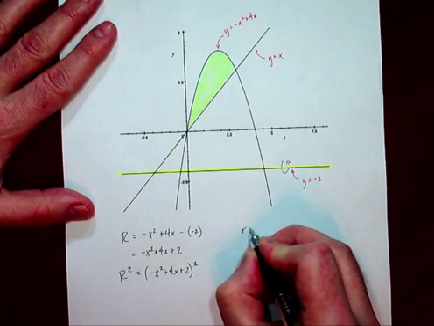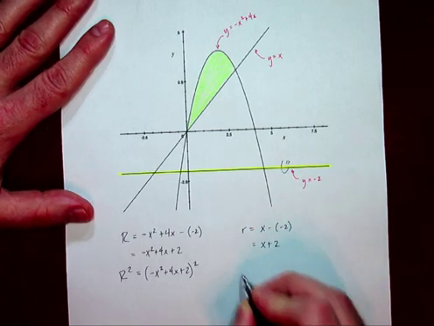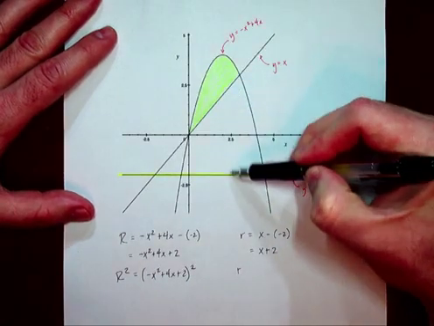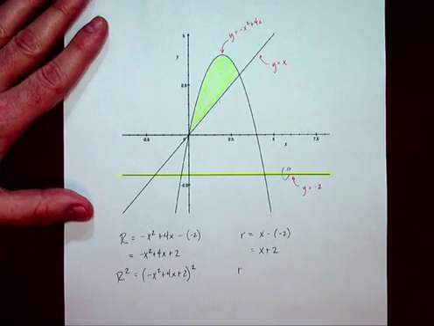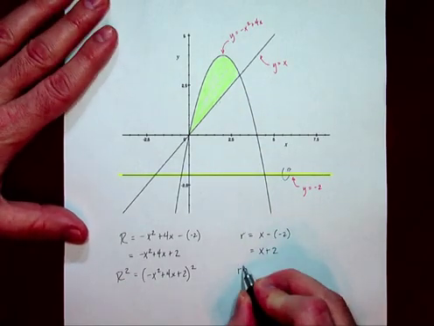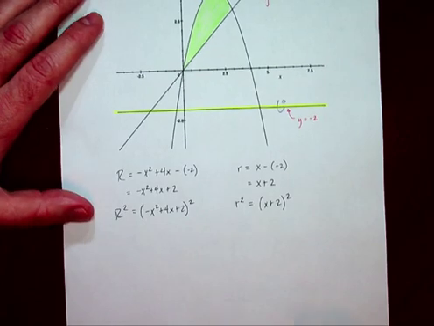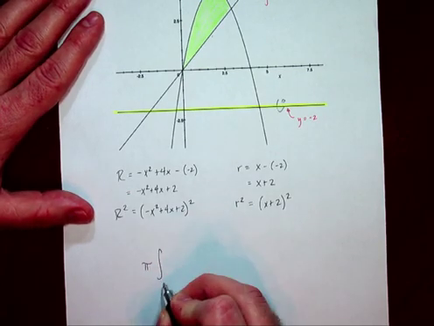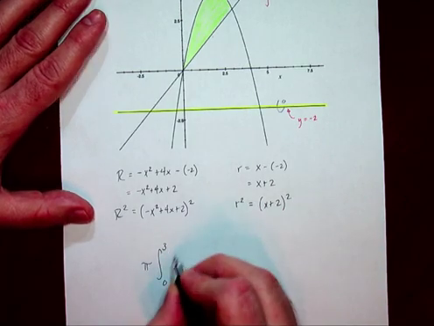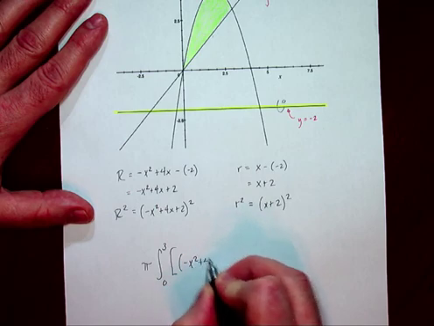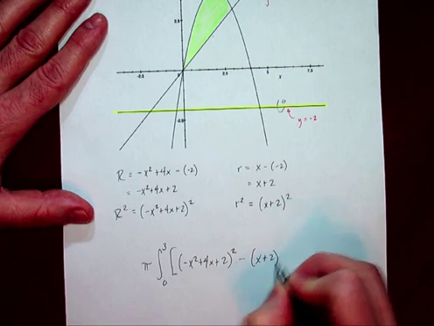My small r is going to be x minus a negative 2, or x plus 2 when you simplify it, right? Because what is the distance between y is equal to x and y is equal to negative 2? Well, it would be the difference between those two functions. And my small r squared is going to be x plus 2 squared. Okay, well, same setup, same region, same limits of integration, same pi out in front. So pi integral from 0 to 3 of my big R squared minus my small r squared.